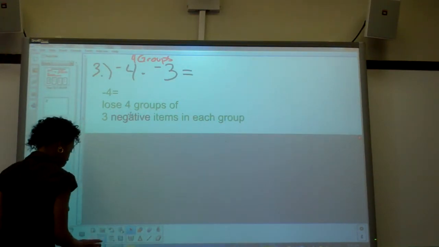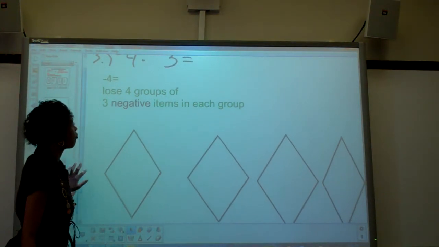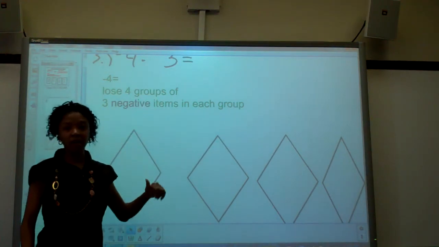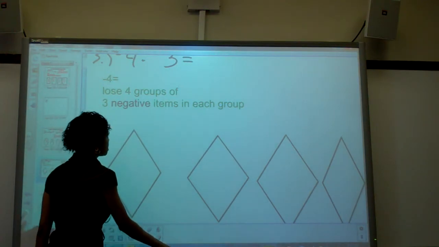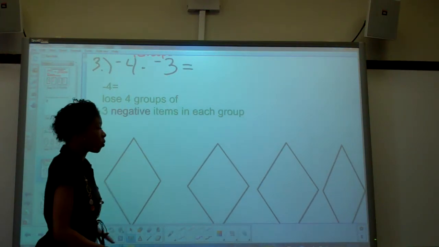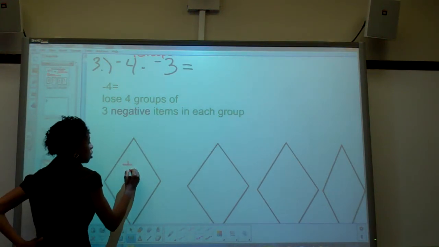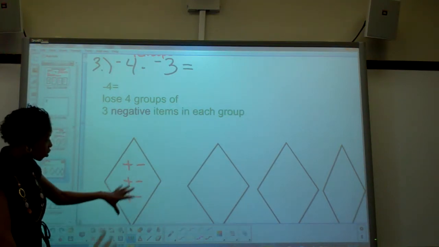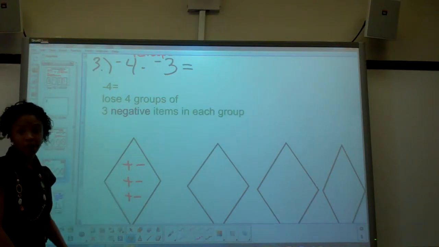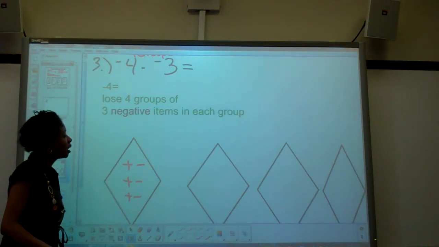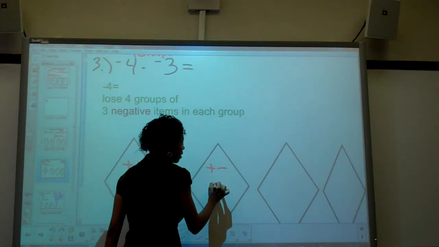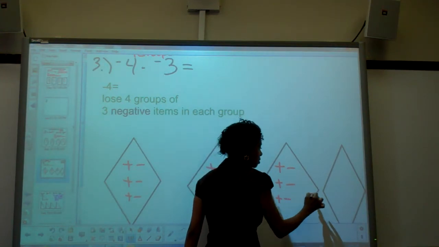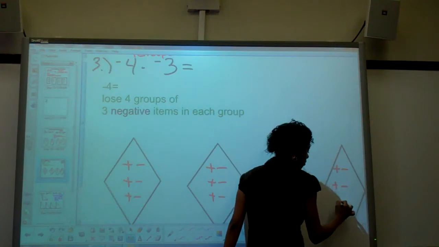Let's start with our groups. So here are our 4 groups. There are 1, 2, 3, 4 groups. And what are we losing in each of the 4 groups? Negative items. Well, I don't see anything there. That's simple. We know we need 3 items in there. We're going to create the possibility with zero pairs. There's 1 zero pair, 2 zero pair, 3 zero pair. What's in this group? Actually nothing, because there's zero pairs, which means there's nothing there. We're going to do the same thing in the next group, the third group with 3 zero pairs, and in the fourth group, 3 zero pairs.